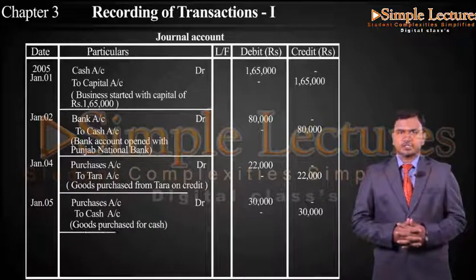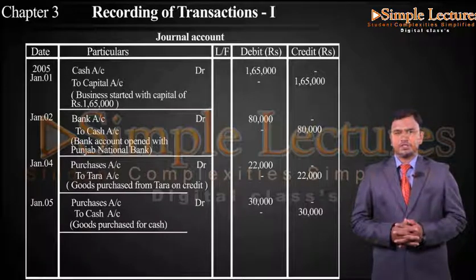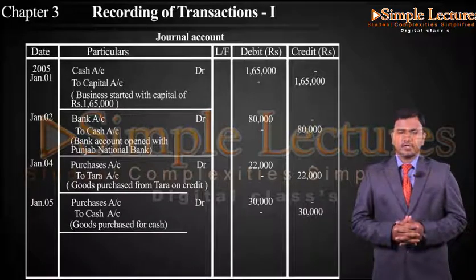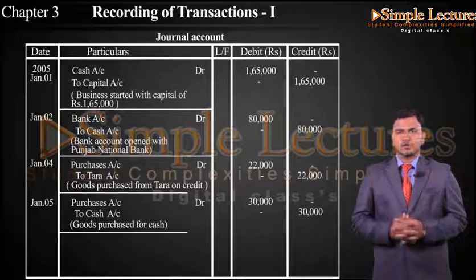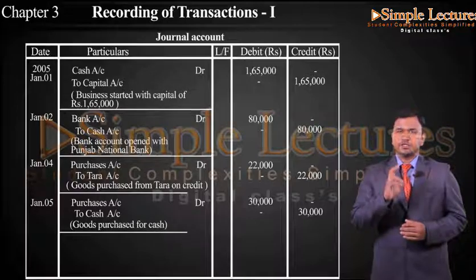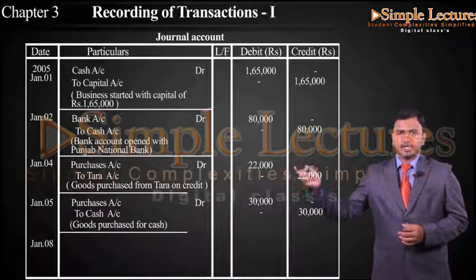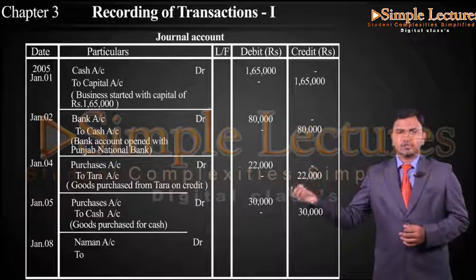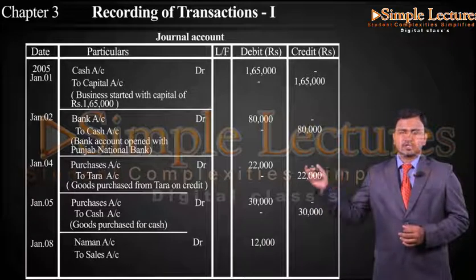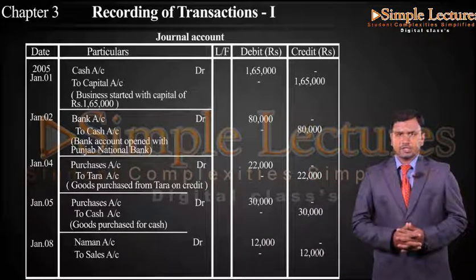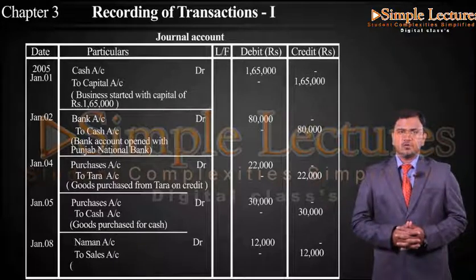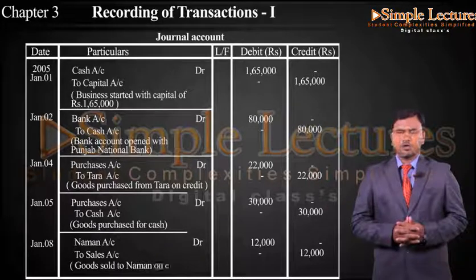Let us take the next transaction which is on Jan 8. So the transaction here is goods sold to Naman 12,000. So here we are going to sell the goods to a person called Naman. It is nothing but the goods were sold on credit to Naman. Let us take the journal entry for this. Date will be Jan 8. Naman account debtor to sales account. So 12,000 debit and 12,000 credit. Narration: being goods sold to Naman on credit.